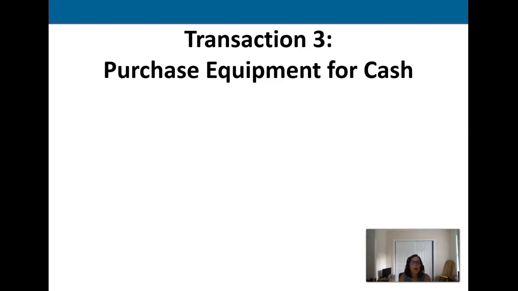All right, so now we're going to purchase some equipment for cash. And what you want to be starting to get in the habit of doing is starting to think about what accounts are going to be impacted. Before you start to think about whether they go up or down, the first step is, okay, what accounts are being impacted? Well, we see cash, so that's a big tip. And how about equipment? I think you're right.